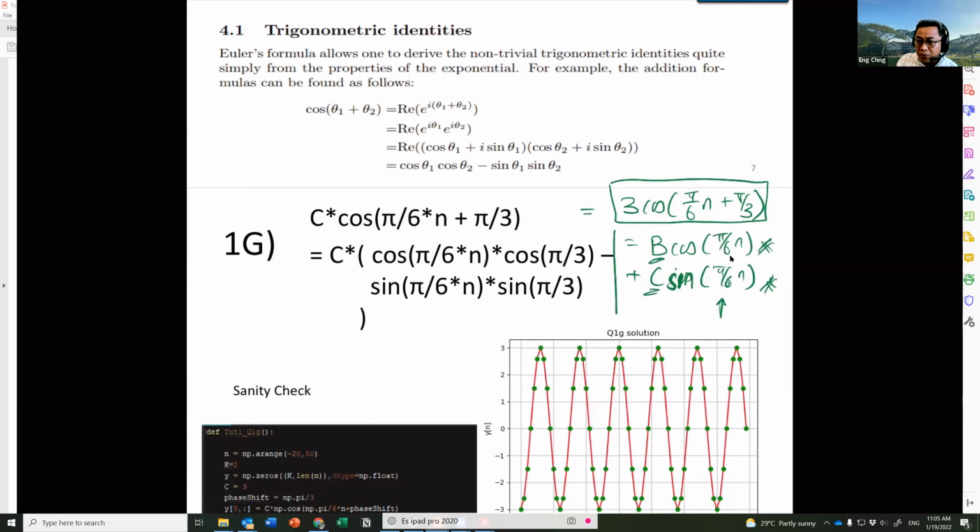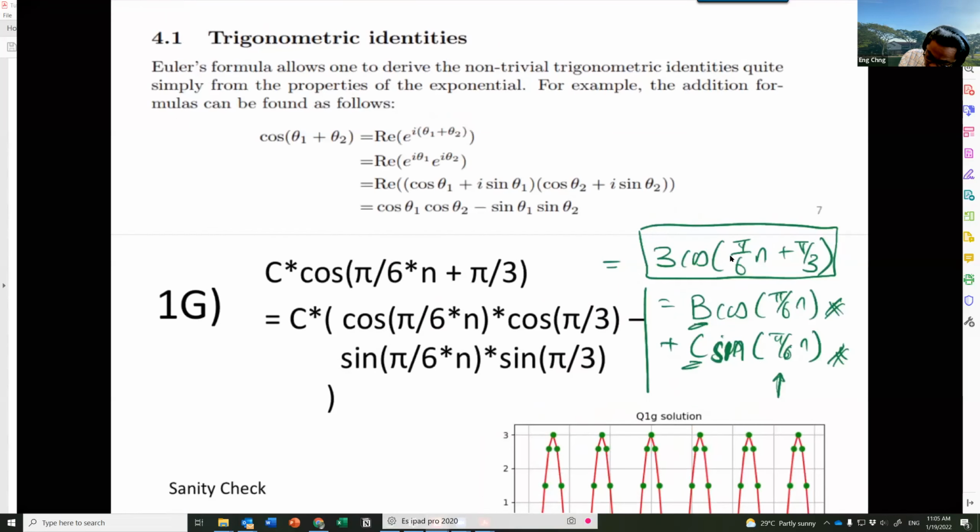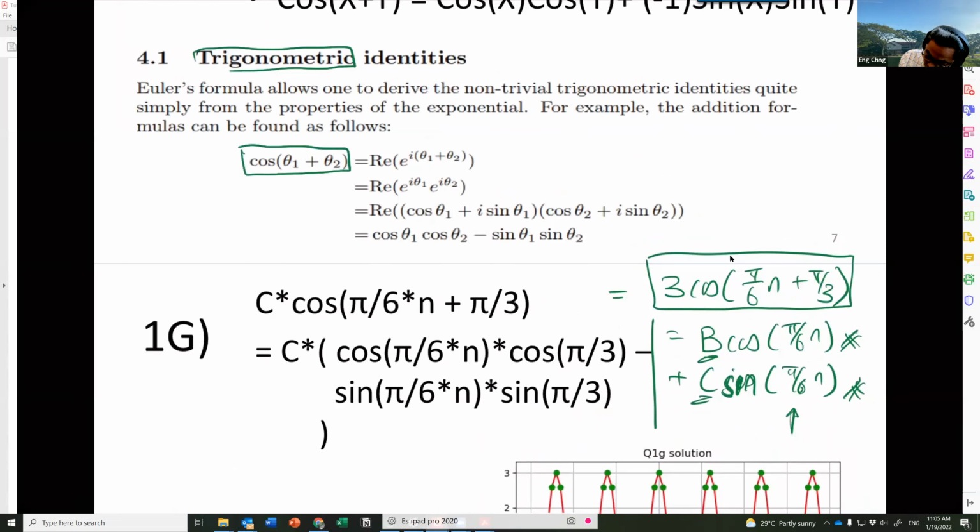All right, so this is a math question. How to tackle this? The simplest idea is this: we use the trigonometric identity, and we see that a cosine can be decomposed into this expression. So what is this expression? Cosine of pi over 6n, this is for theta 1, and the phase shift of plus pi over 3 is theta 2. Now we substitute this.